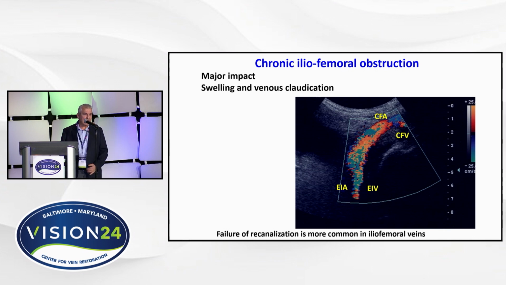Here, chronic iliofemoral obstruction has major impact because people have swelling that usually extends in the thigh, but also an important condition of venous claudication, which unfortunately in 2024 is not included in any scale or classification anywhere. And you know what? In a recent study, which is going to be published soon, we saw that venous claudication in people with femoral obstruction treated with anticoagulation alone has an incidence of 18%. That's high.